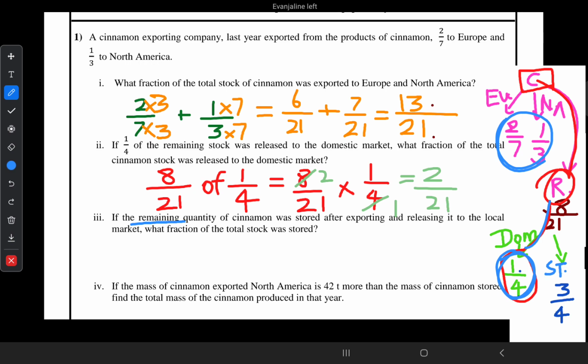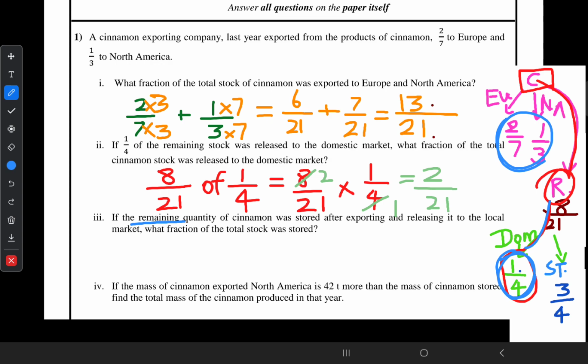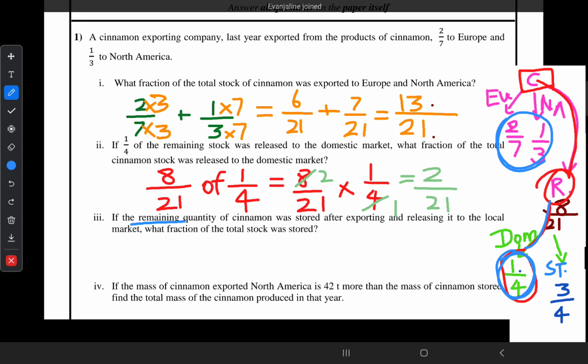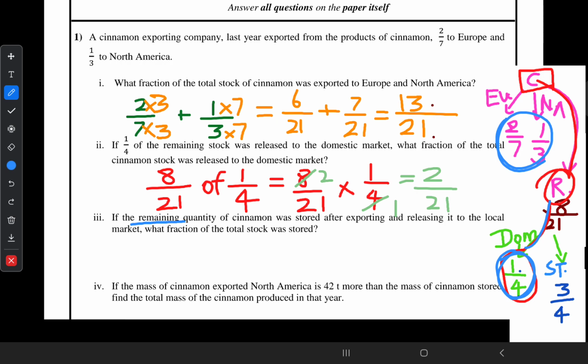After exporting and releasing to the local market, what fraction of the total stock was stored? Okay, stored. What's the total fraction stored? From the total cinnamon, we need to come to the remaining. From the remaining, 3 upon 4. From the remaining only, there's a branch splitting over here. From the remaining, 3 upon 4 was stored.